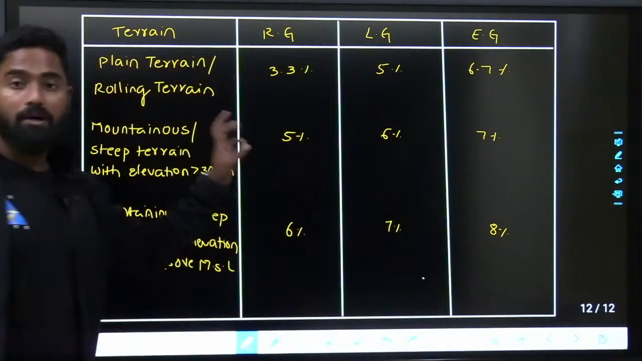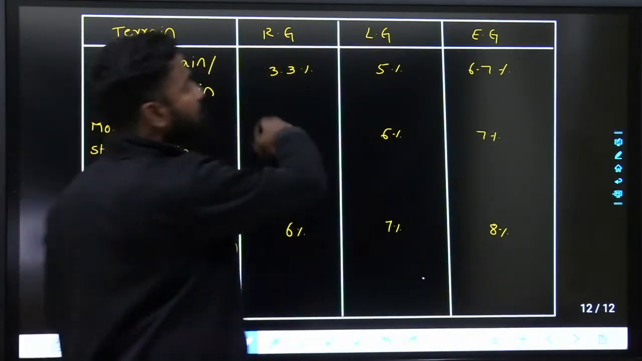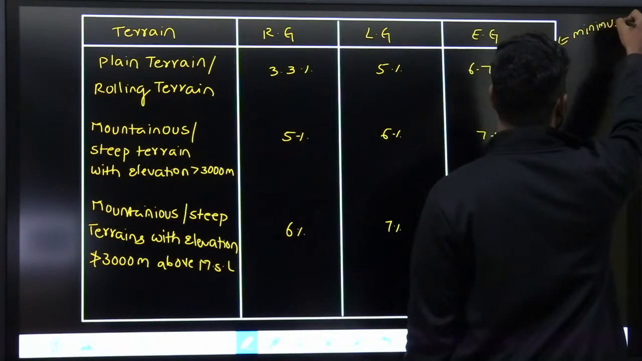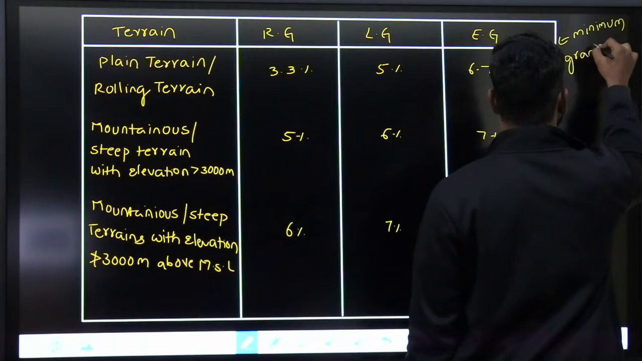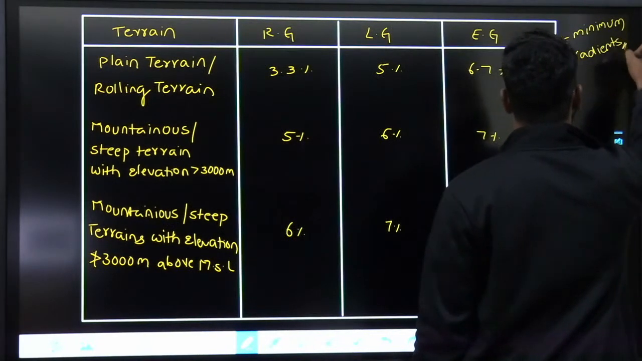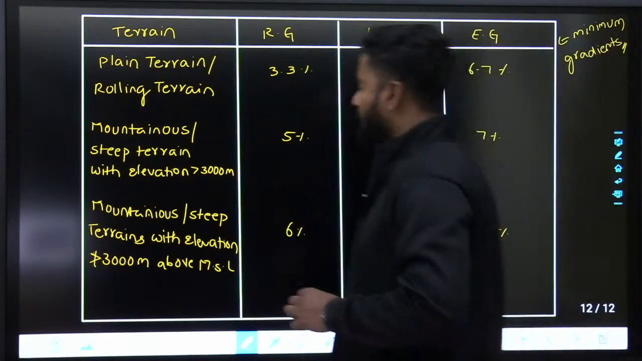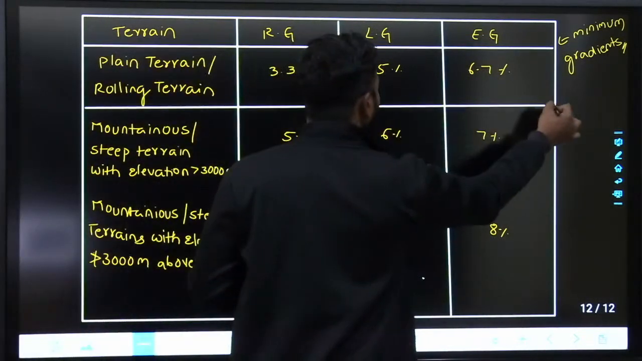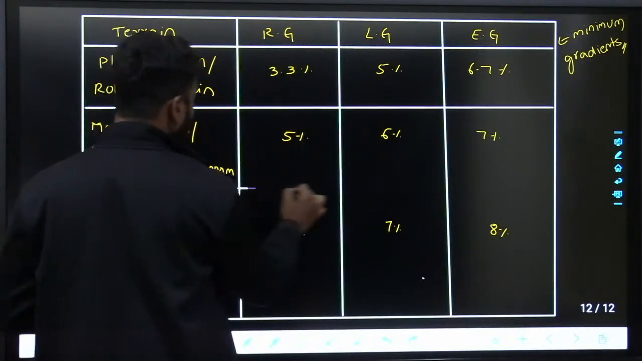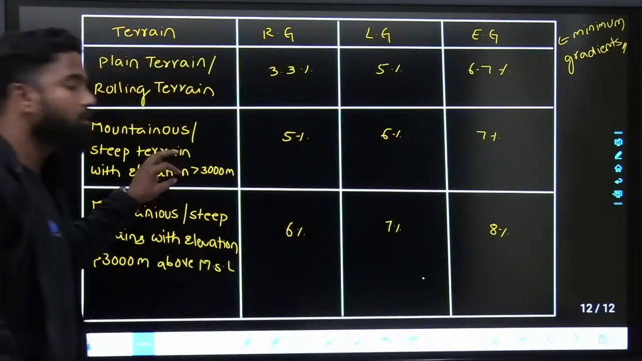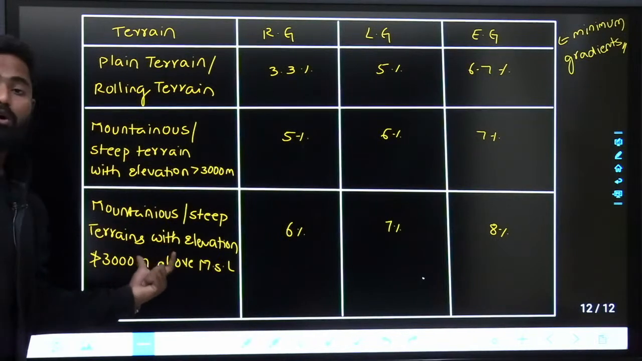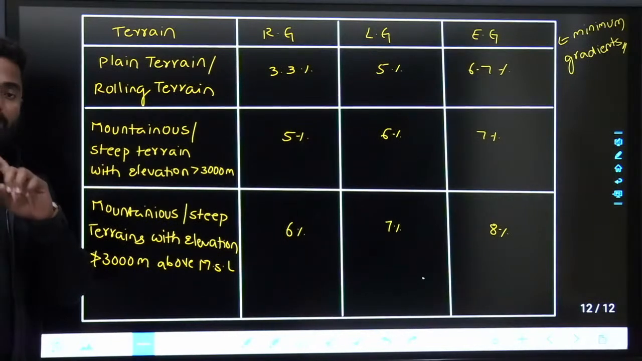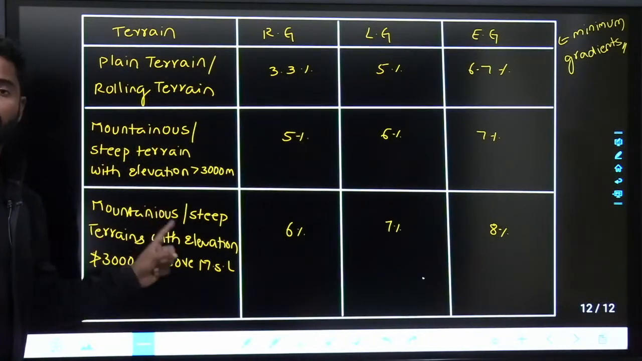This is the minimum gradient that you should be provided. Everything is minimum gradients. Minimum gradients that is generally provided would be plane terrain, rolling terrain, and mountainous or steep terrain. Here the elevation is more than 3000 meters and elevation not more than 3000 meters above MSL. Please be very clear with this. Fine. Any doubts in this? You can ask me.